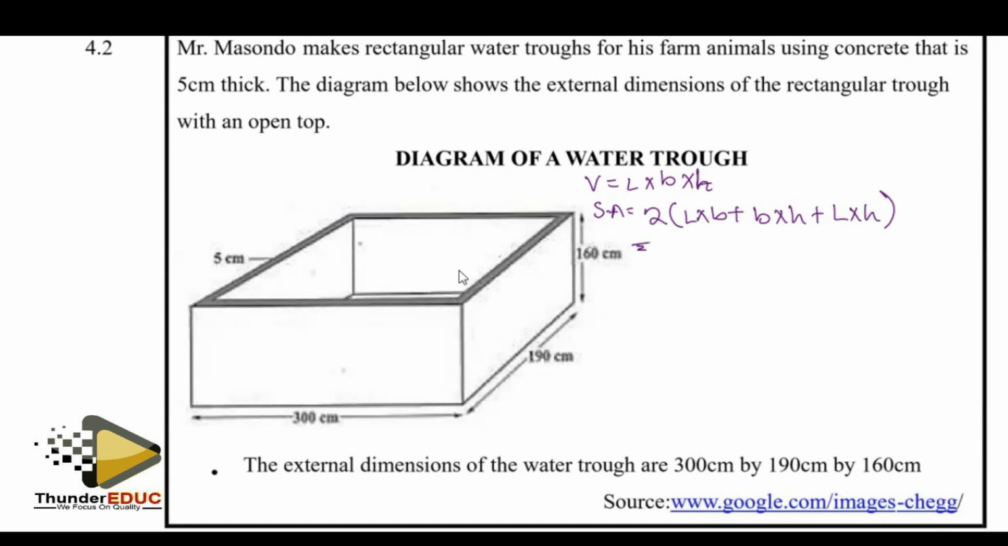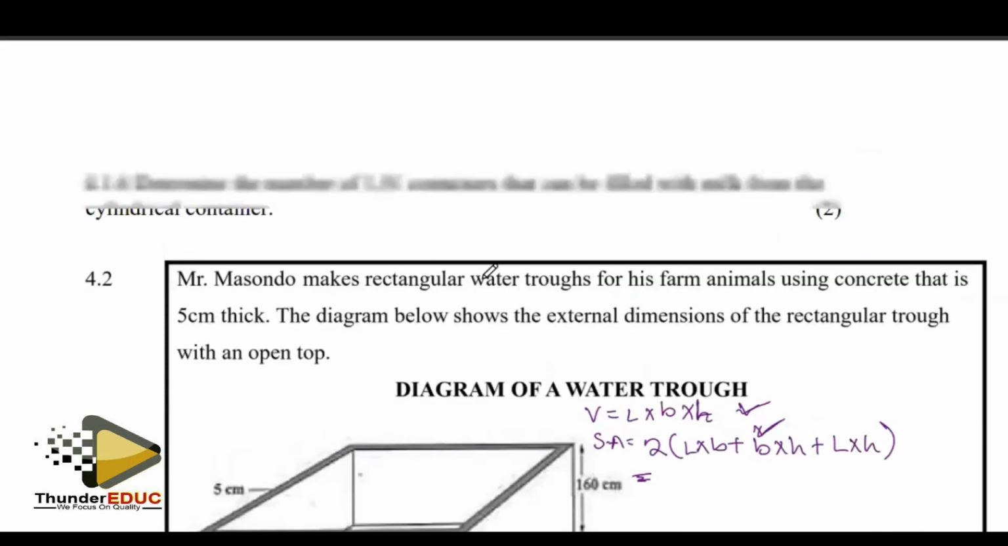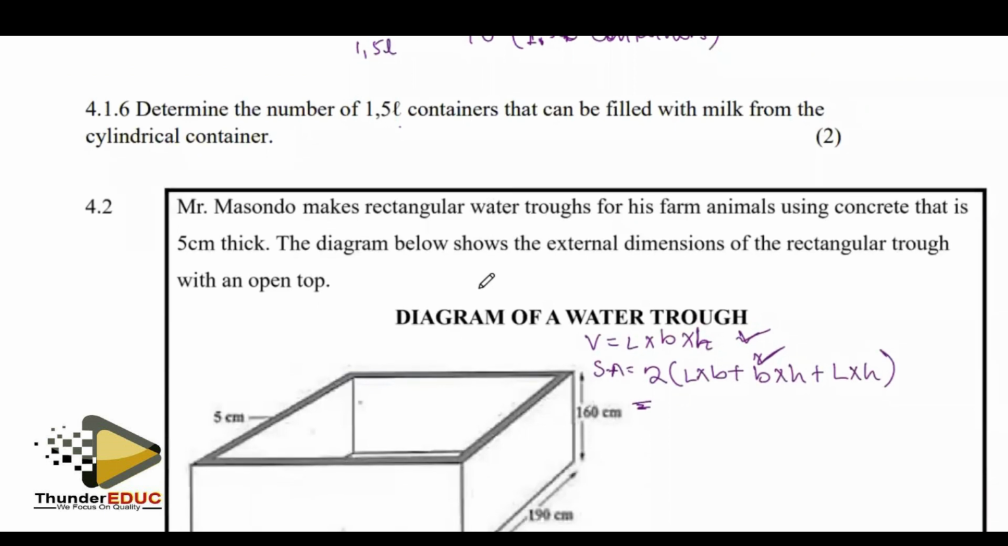It would depend on which side is open, then you have to manipulate it. These are the formulas that I know I should remember when I look at a rectangular prism. Mtondo makes rectangular water troughs for his farm animals using concrete that is 5 centimeters thick. The diagram below shows the external dimensions of the rectangular trough with an open top. You see? So it's open.